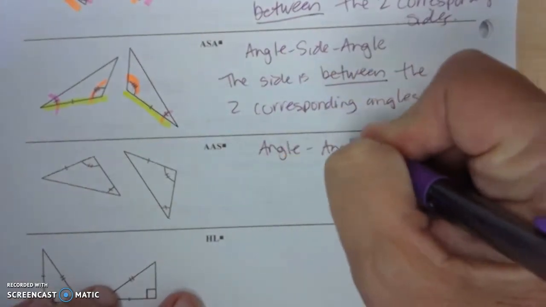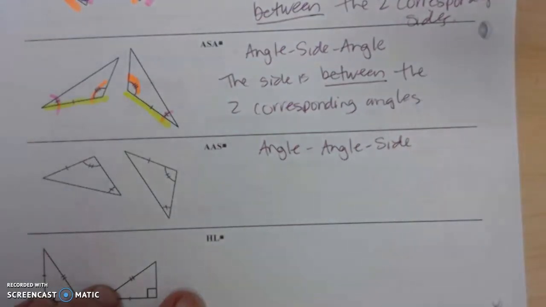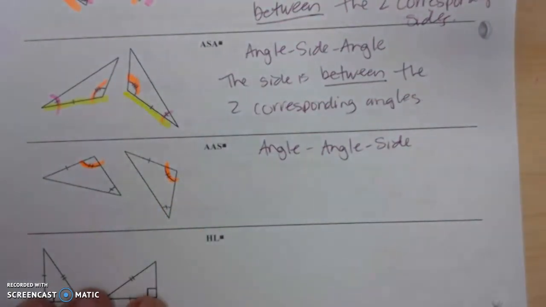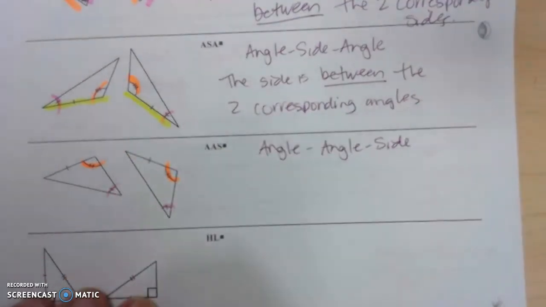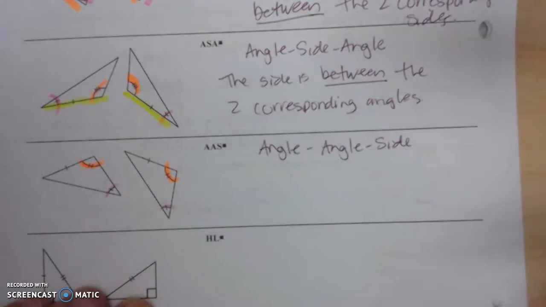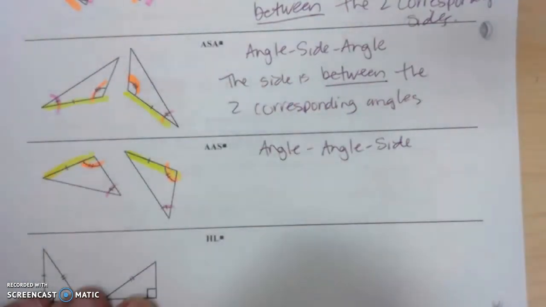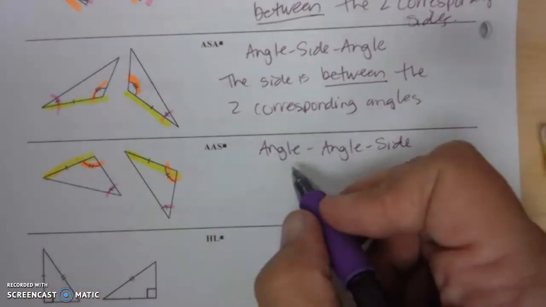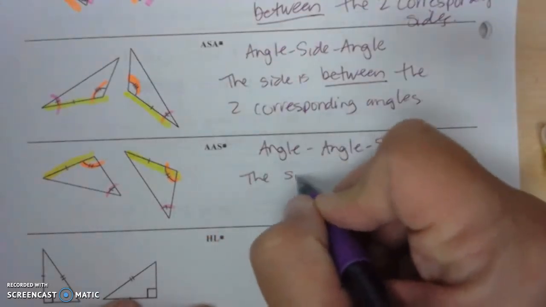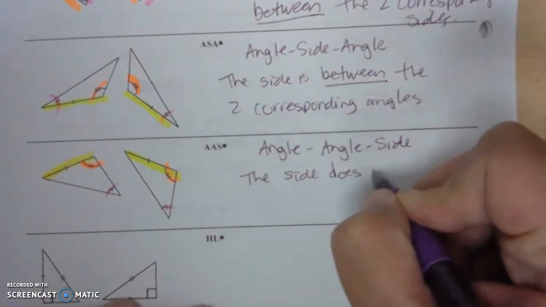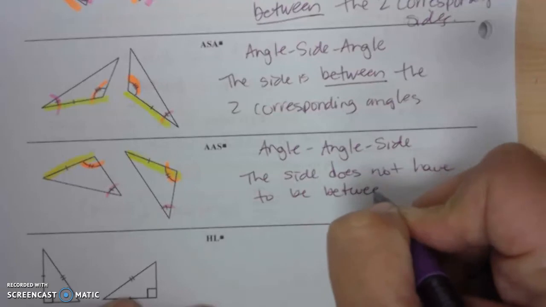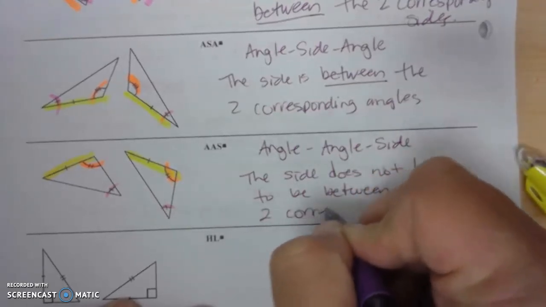Angle, angle, side. And so this one, you see I have 2 angles the same, another set of 2 angles the same, and then I have the side. What's different about this one? Well, notice in this problem, the side does not have to be between the 2 corresponding angles.